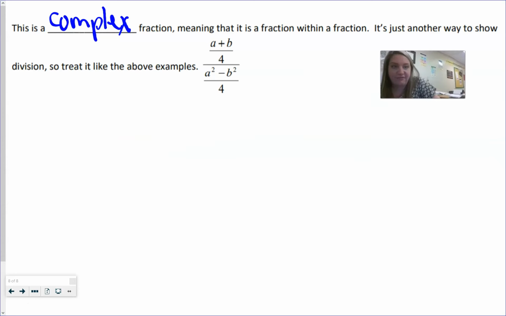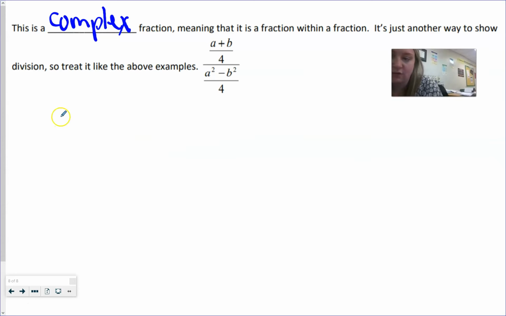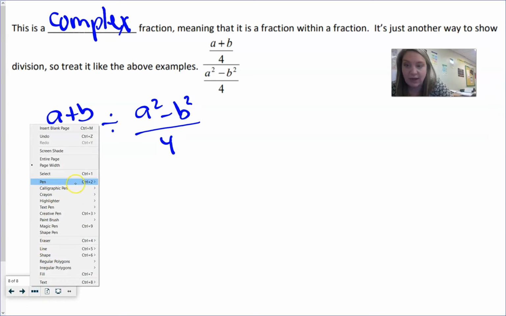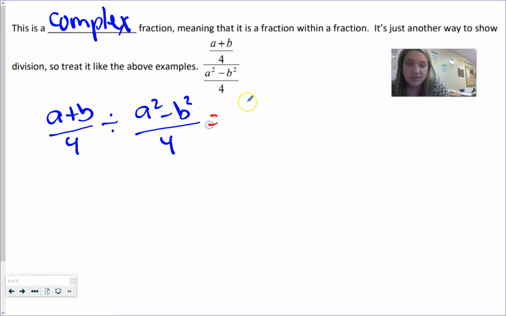So I had the fraction of a plus b over 4 being divided by the fraction of a squared minus b squared over 4. So it's just another way to show division between two rational expressions. And we can still treat this the same way. Keep, change, flip. So that becomes a plus b over 4. Now I'm going to multiply. I'm going to flip this over.